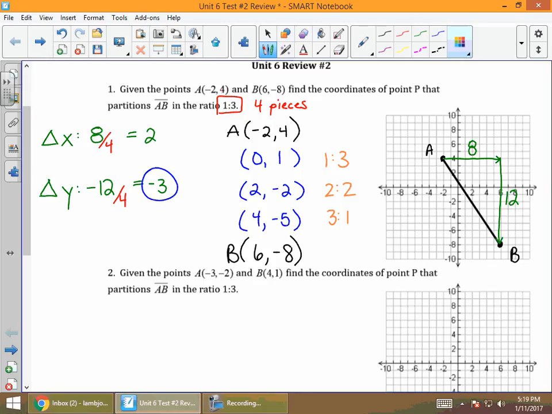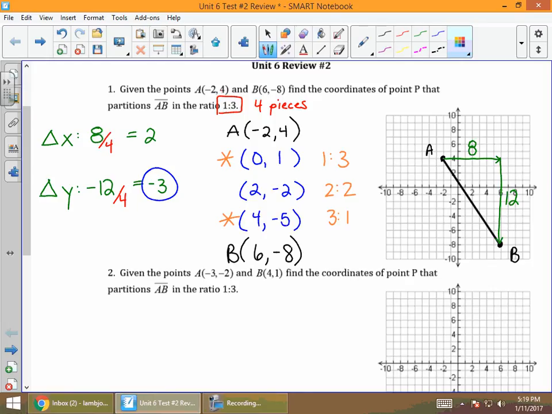So this problem asks for which ratio has a 1 to 3 relationship. And there are actually 2. I see the 1 to 3 ratio for 0, 1. This is one of my proper answers. That's a correct answer. And the other one would be that ratio turned backwards. So 1 to 3 or 3 to 1, it really doesn't matter. They are both the same. So those 2 points that would partition the segment AB into a 1 to 3 ratio are the points 0, 1 and the points 4, -5.